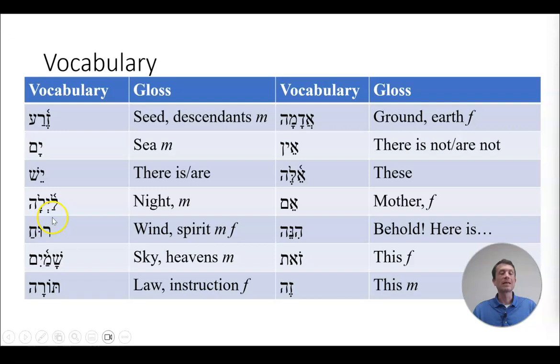Below that we have the word layla, which means night. And then below that we have the word ruach, which means wind or spirit. And then below that we have the word for sky or heavens, shamayim. Notice it has that dual ending, and it always has that, just like the word water is mayim, the word for heaven or sky is shamayim. And then below that is a word you might be familiar with, Torah, which is law or instruction.